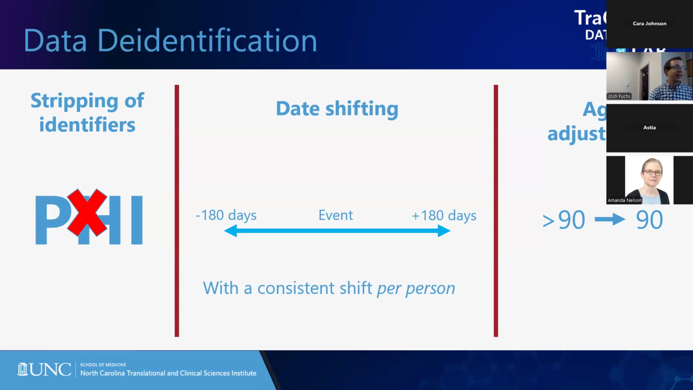Finally, we do some age adjustment. We consider age outliers to be patients who are older than 90 years old, and we shift all of those ages to make them 90. So if you're interested in geriatric patients older than 90 and you need to know their exact age, you won't be able to do that. But if you just need to know a patient is at least 90 years old, that is something you can do. So those are the steps of de-identification that are taken.